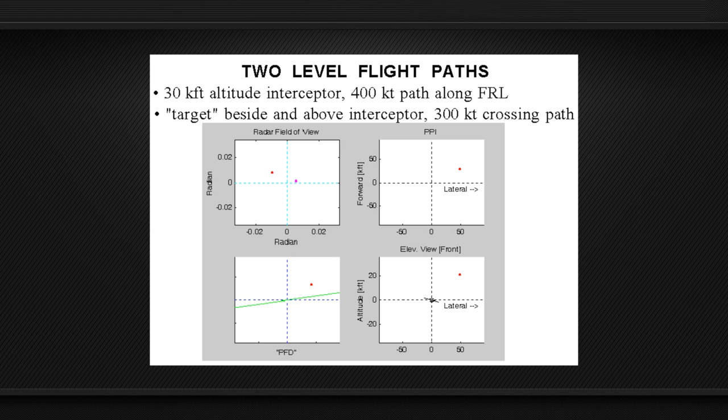Those conditions were chosen arbitrarily. Any situation demonstrating realistic behavior would suffice. The scenario in 3 dimensions will unfold in 4 views, beginning with the figure you see now. The top right is a conventional PPI view with the abscissa, horizontal axis, along a lateral direction and the ordinate, vertical axis, forward. Visualizing this will be easier if I say that lateral direction is east for a northbound interceptor.